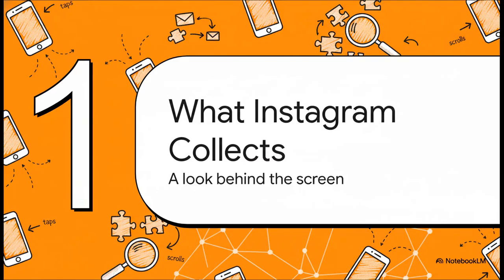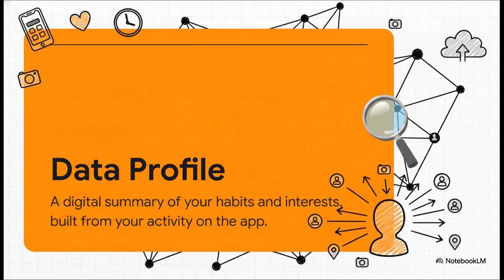Okay, so let's take a look. Every single time we use the app, every tap, every scroll, every like, we're actually giving it tiny little pieces of information. And all those little pieces start to come together to build a much bigger picture. That bigger picture has a name. It's called a data profile. Just think of it like a digital summary of you, your habits, your interests, all built from what you do on the app. And this profile is how the platform tailors your experience, from the ads you see to the accounts it thinks you'll like.